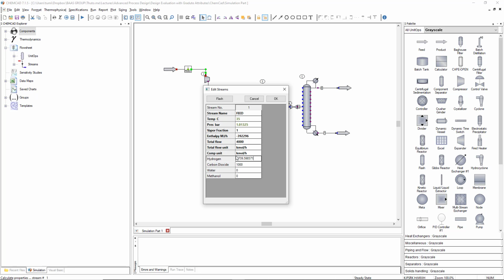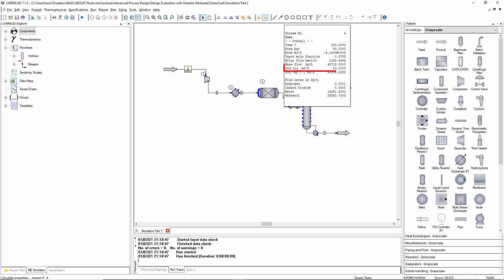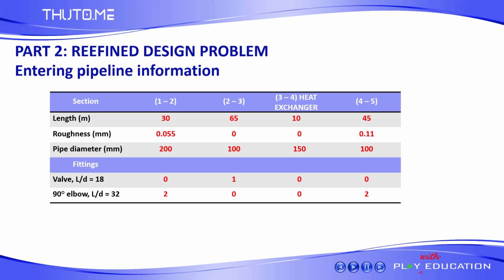Once we have adjusted the values and run the simulation, let us check if these adjusted values produce the required volumetric flow rate of the product. That's fantastic. The standard liquid volumetric flow rate of the stream leaving the reactor is 53 cubic meters per hour as required. Now, the next and last part of this project is to add the pipe sections specified in the problem statement in the simulation to calculate the pressure drop due to friction losses in the pipeline and fittings.